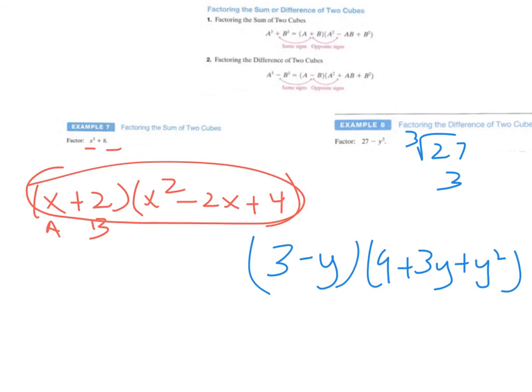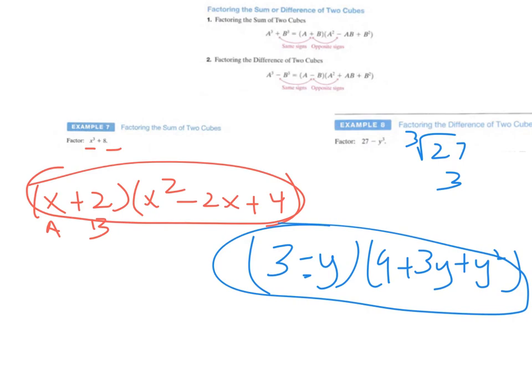So when you have a subtraction, the first one's subtraction, the rest are addition. When you have addition, the first one's addition, and the rest change to subtraction. And so there is my answer using the formula.